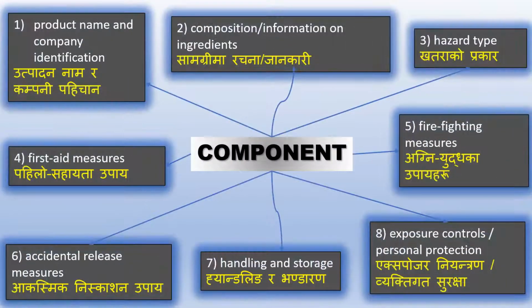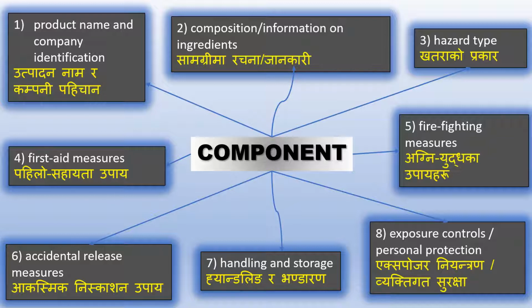So these are the components of the MSDS. As you can see, it's clearly mentioned with the name and number wise. I'm just going to explain it to you point by point. First point is the product name and the company identification. Whenever you open the MSDS sheet, you will find the product name and the identification of the company, that is, which company made the product.